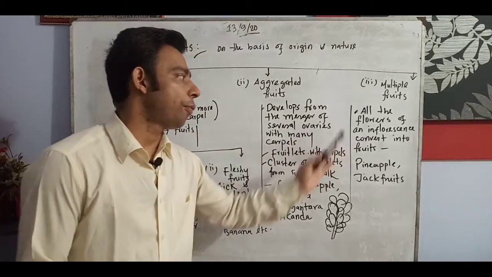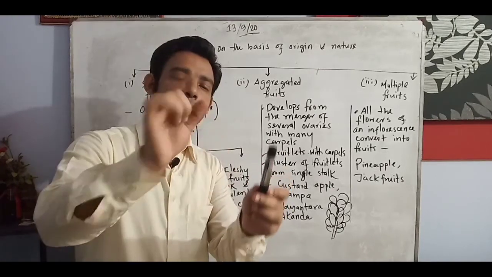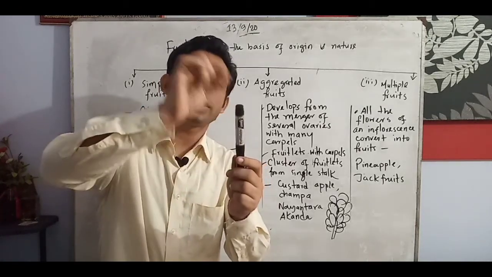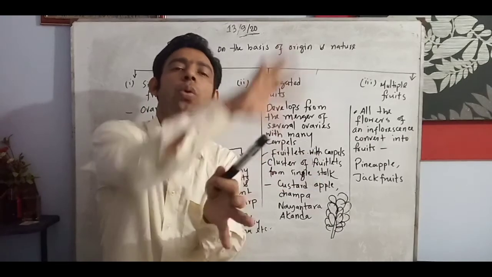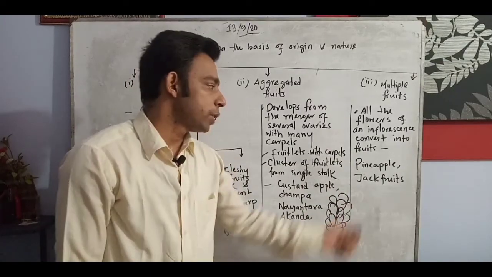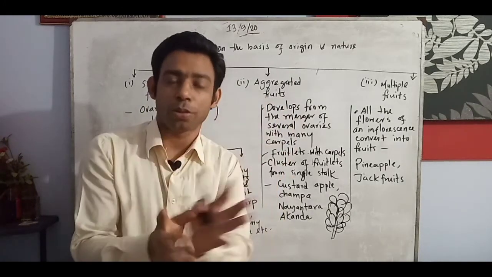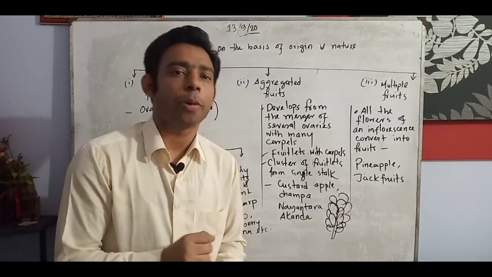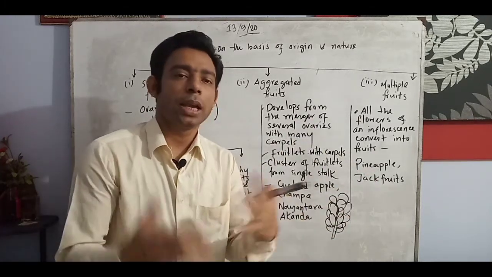All the flowers of an inflorescence. When you see a flower like China rose or Java flower, the inflorescence is at the top, with lots of pollen grains and the male and female reproductive parts of a flower. When all of that converts into fruits, it is called multiple fruits. In pineapple and jackfruit we have seen lots of eyes and parts like that. That is the multiple fruit. So don't forget the examples. Many students mix up the aggregated and multiple fruit examples and don't understand them.